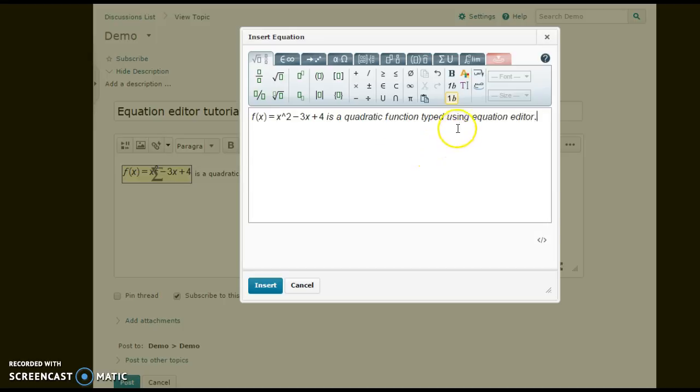Notice what happened here. It might have been a little subtle. The SIN in "using" is suddenly normal type instead of italics, which everything else is. Why is that? SIN stands for sine. It's a sine function that you will learn when you get into pre-calculus or trigonometry. And since it's a function, equation editor identifies that as a function.